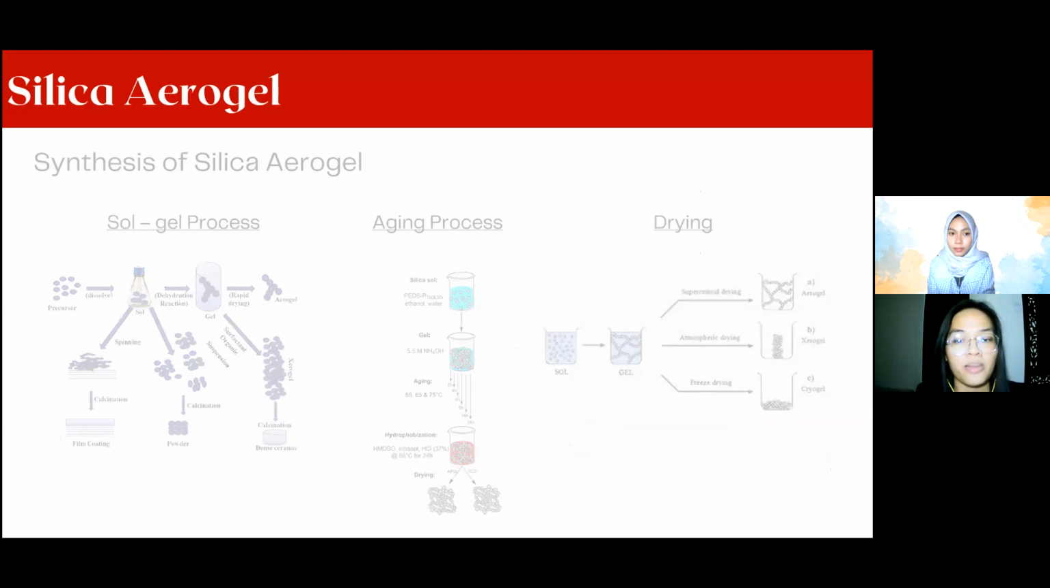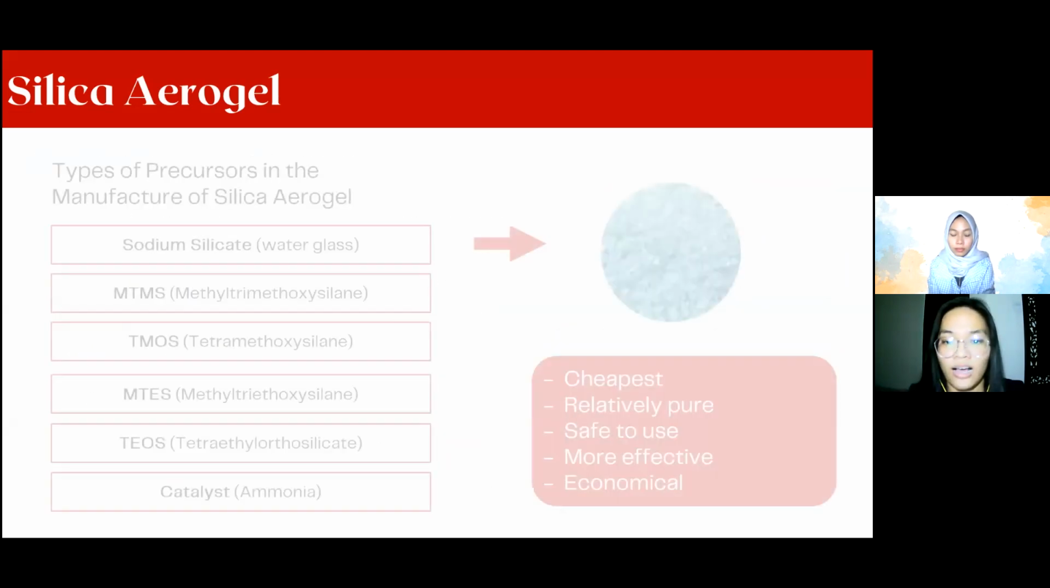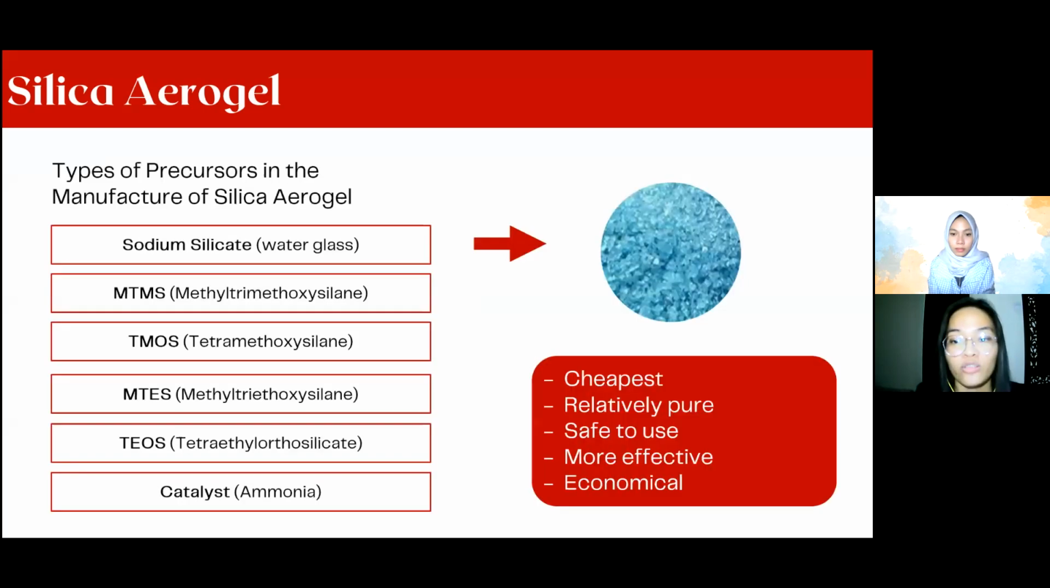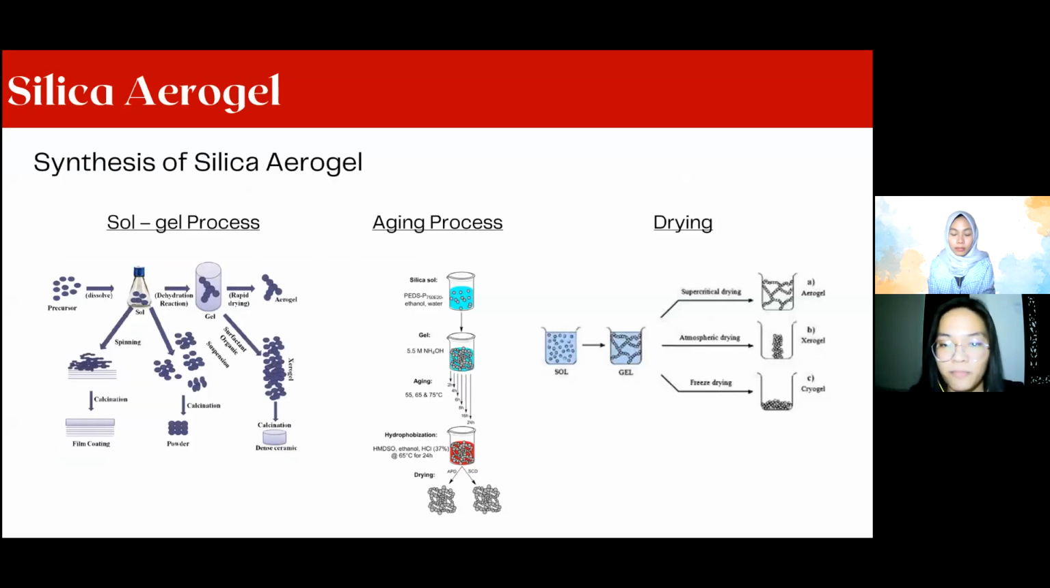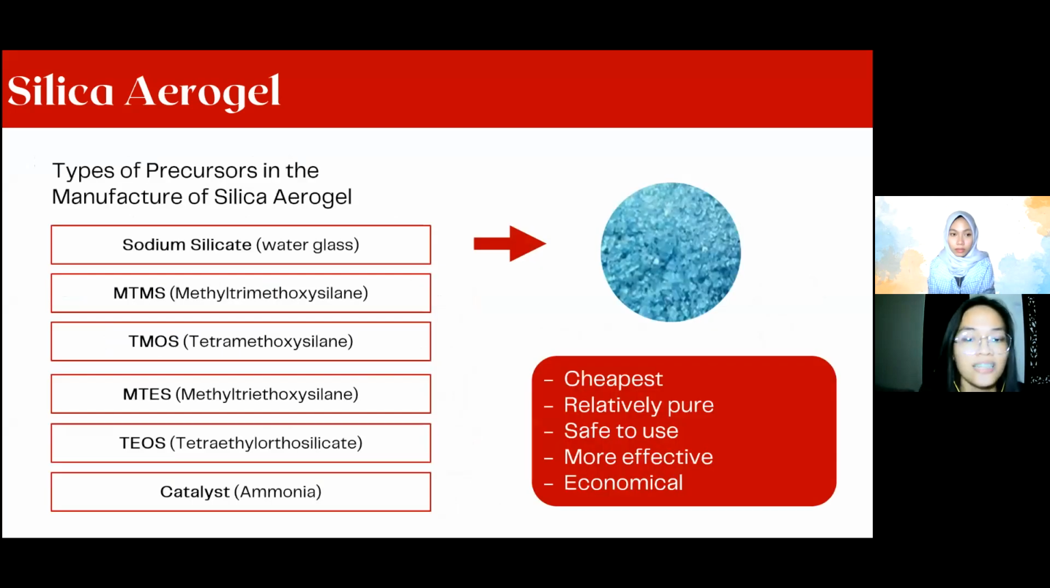The drying process can be divided into several types, namely the supercritical drying method, which can be divided into two: high temperature supercritical drying and low temperature supercritical drying. And the last are the ambient pressure drying method and the freeze drying method. Many silica aerogels are made using the ambient pressure drying process. These are types of precursor in the manufacture of silica aerogel.